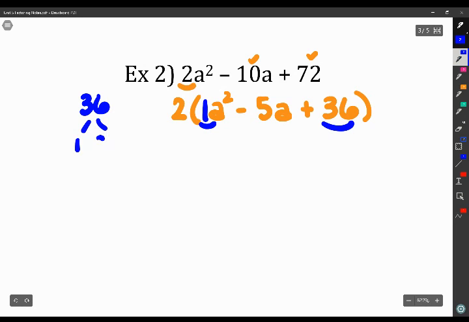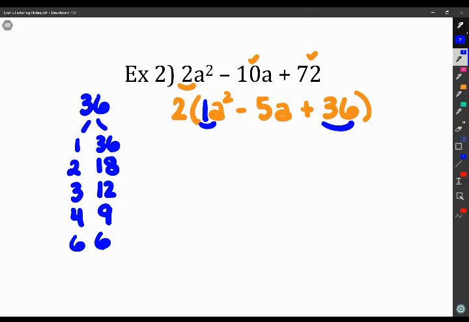Factors of 36 are 1 and 36, 2 and 18, 3 and 12, 4 and 9, 6 and 6. And you guys can just look at your chart if you need to. And we're trying to find a pair that's going to add or subtract to give me 5. So as we look, 1 and 36 either adds to be 37 or subtracts to be 35, so it doesn't work. 2 and 18 adds to be 20 or subtracts to be 16, so it doesn't work.